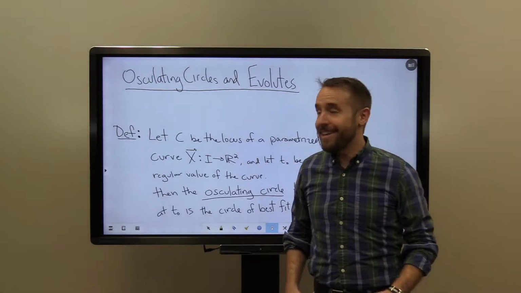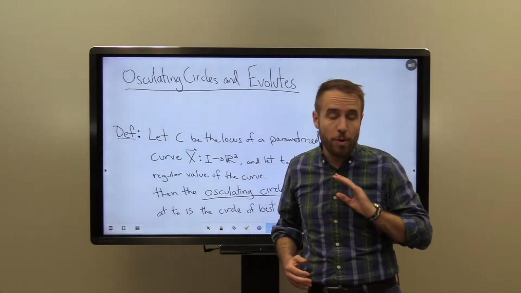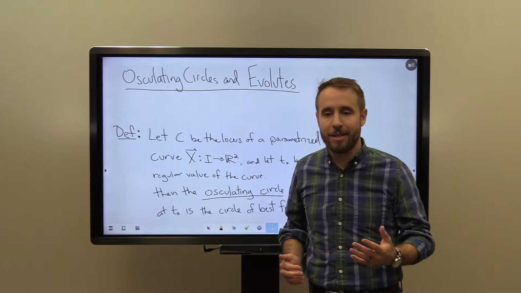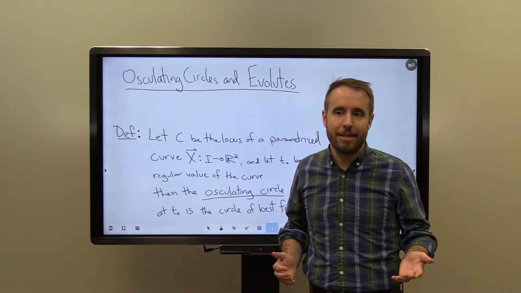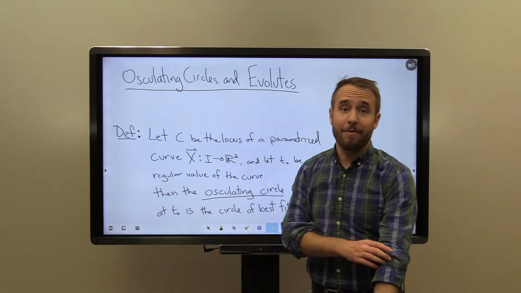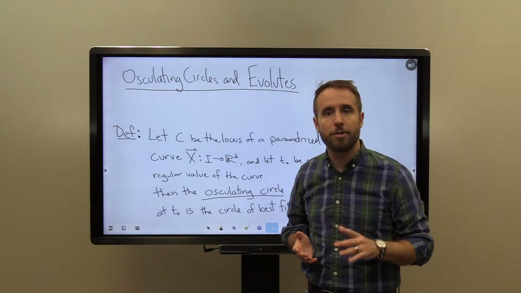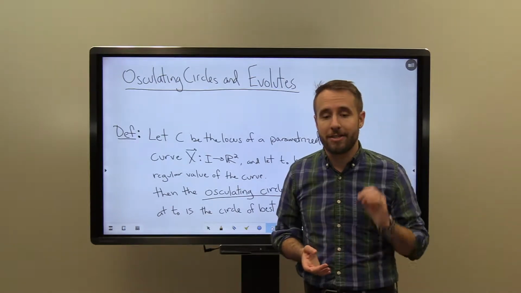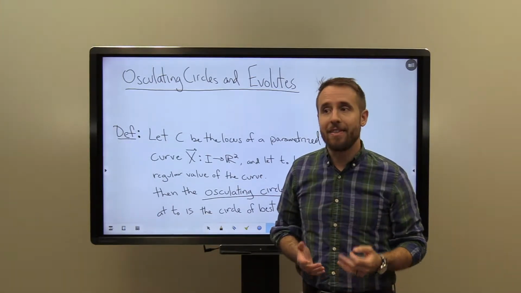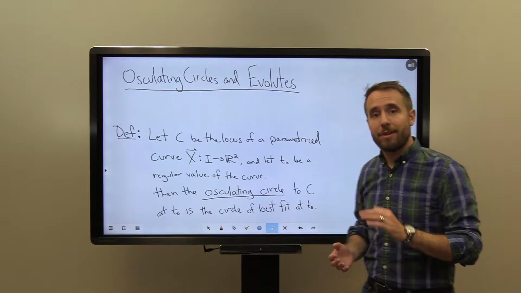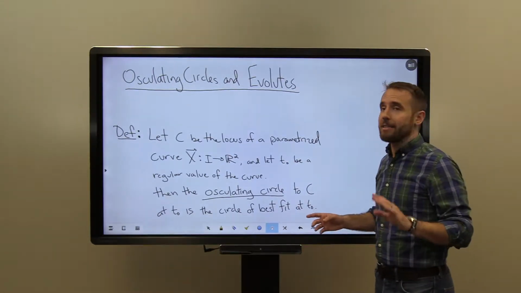Hey everybody. So today I want to talk about two quick follow-up concepts that immediately, I should say, follow from our previous conversation about curvature. And specifically, once we have the definition of curvature under our belt, we can now discuss the oscillating circle and the evolute of a given parametrized curve.